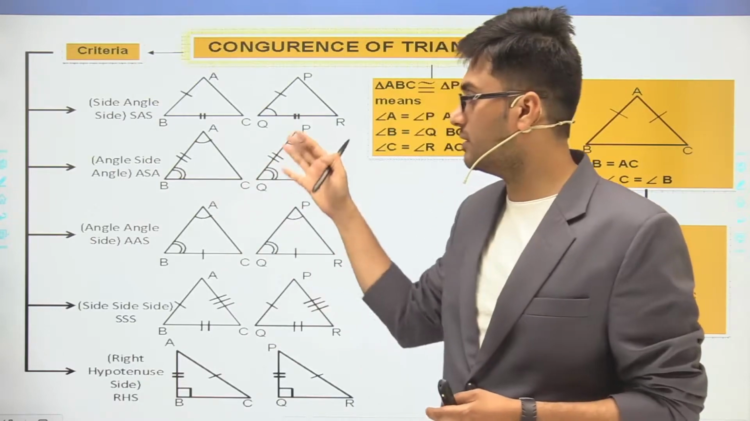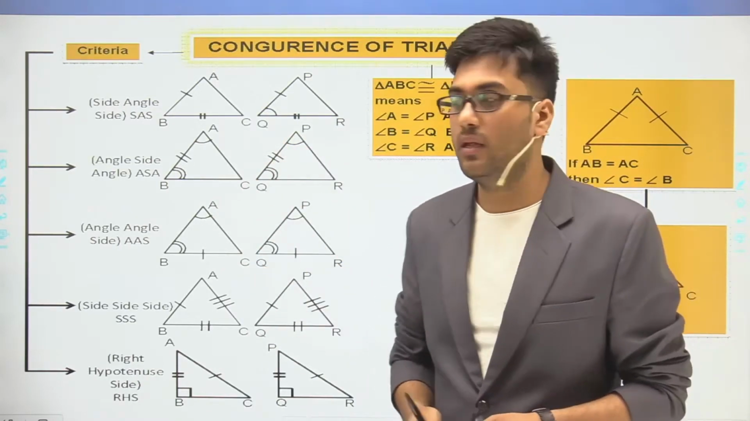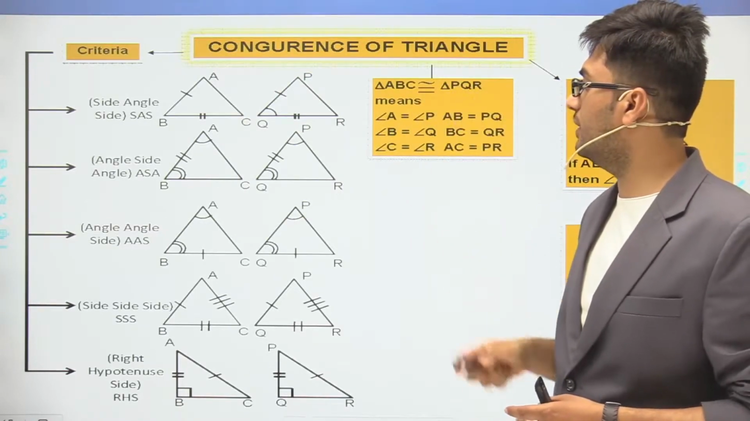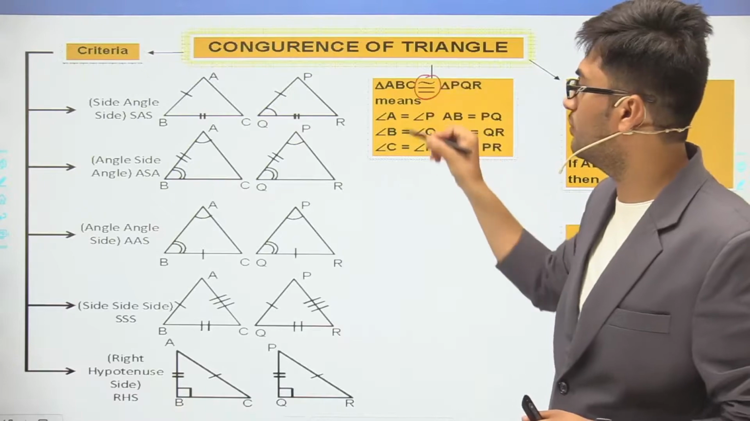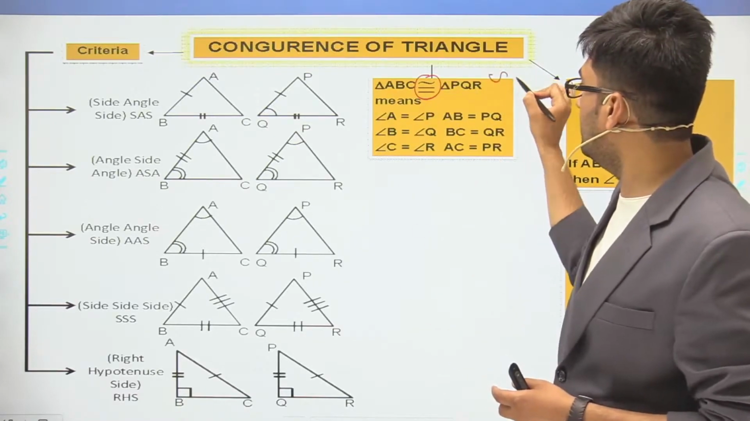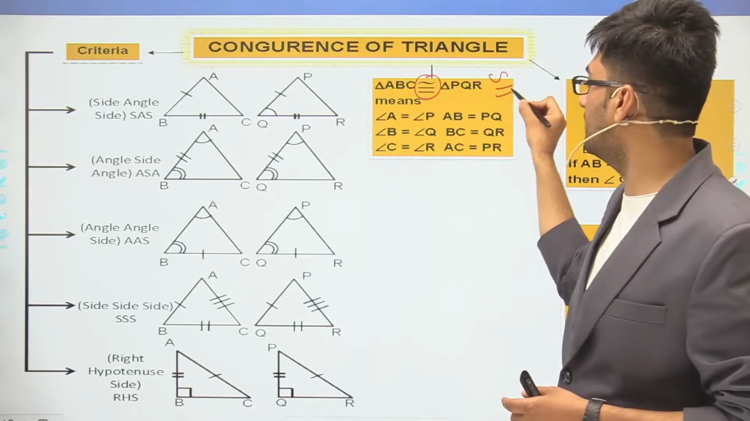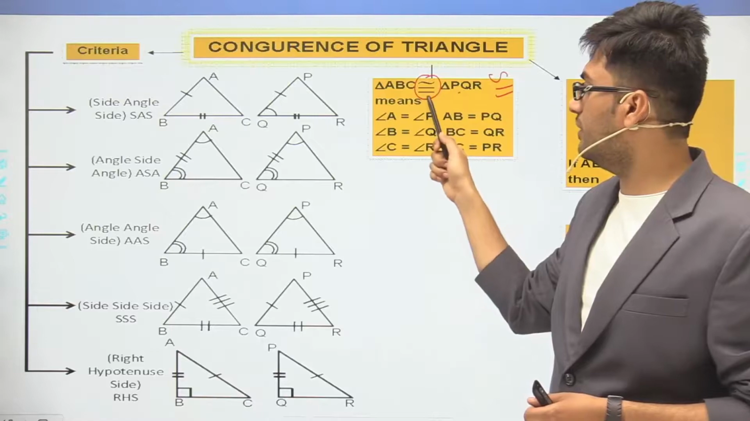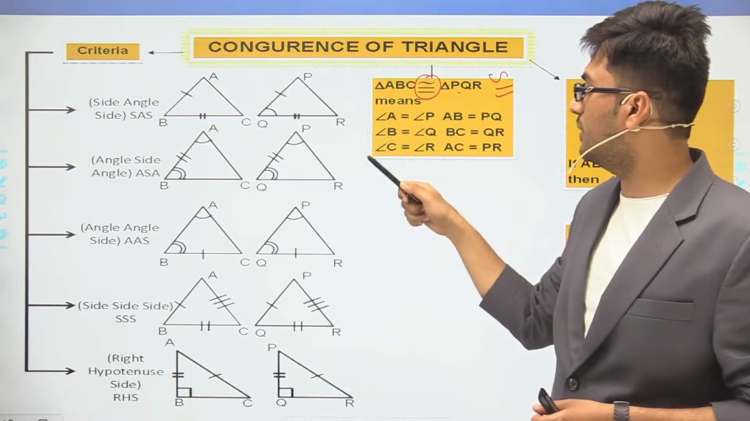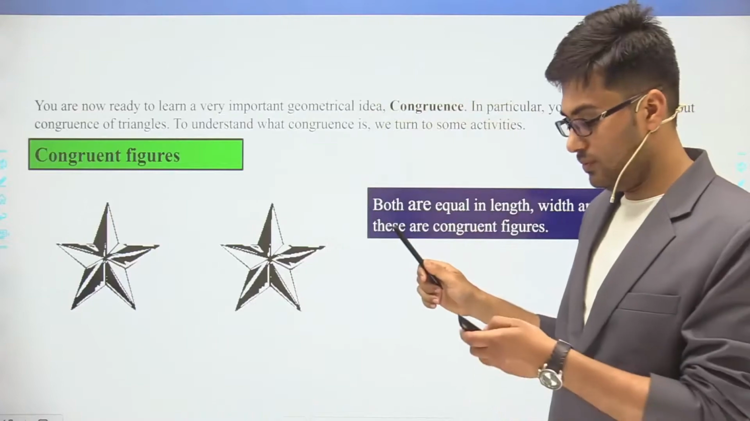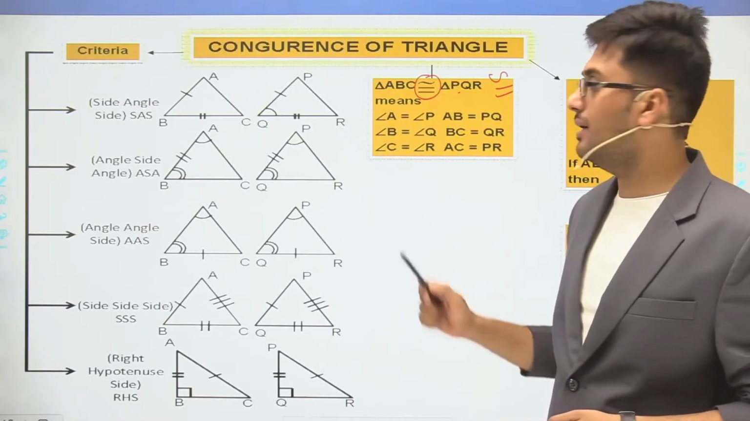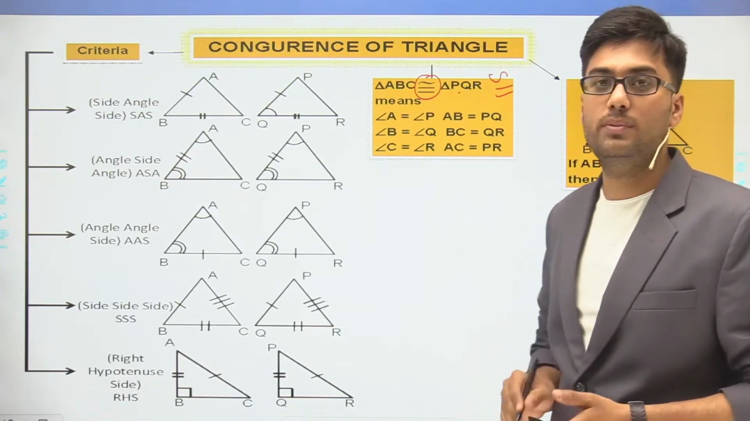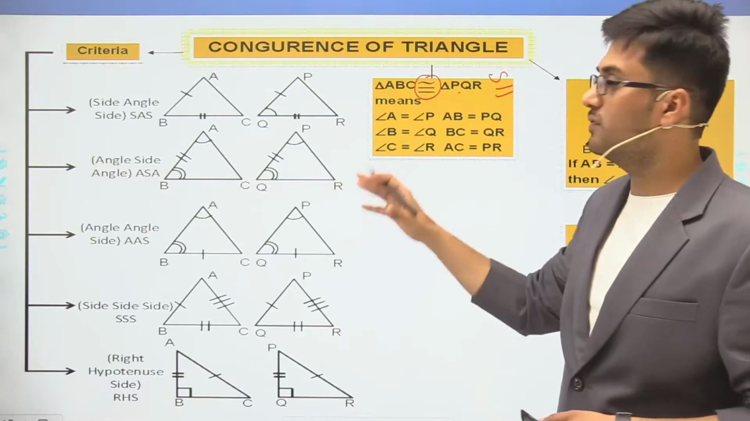We will discuss these criteria in great detail in this chapter. And students, what is the meaning of congruency? If triangle ABC is congruent to triangle PQR, this is the sign of congruency. This sign represents the shapes are same, and this sign represents the area is same. Clear? If these two are congruent, then angle A equals angle P, angle B equals angle Q, angle C equals angle R, and AB equals PQ, BC equals QR, AC equals PR. So this is the meaning of congruency.